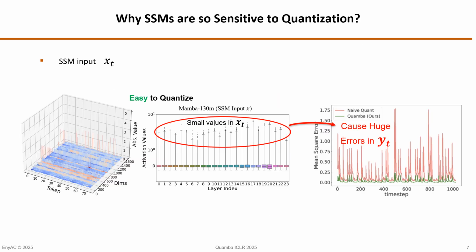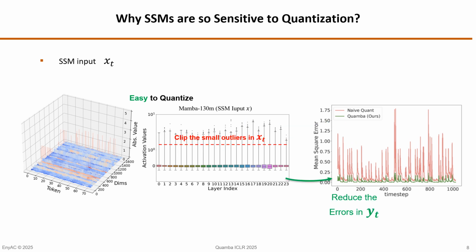We plot the distribution of the SSM input xt for every layer, and we found that although the values are small, which may be easy to quantize, the output values are very sensitive to quantization errors, which cause huge deviations in the output yt. To solve the issue, we propose to apply a simple clip on the SSM input activation to improve the quantization precision. We found that clipping the values of the input xt can help us largely reduce the error in the output yt. Also, the clip does not incur any computational overhead during inference.